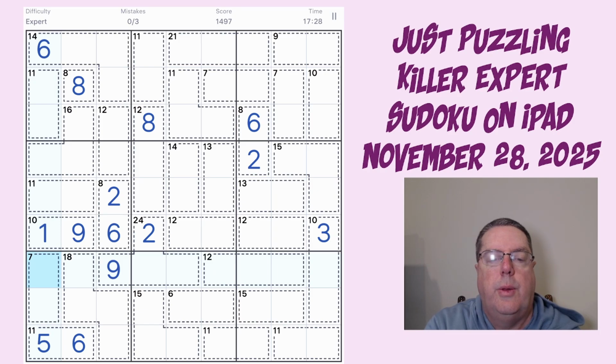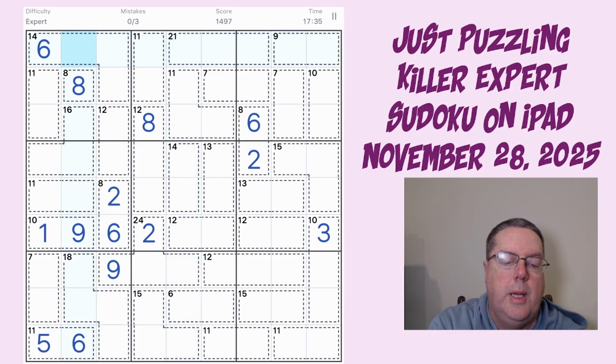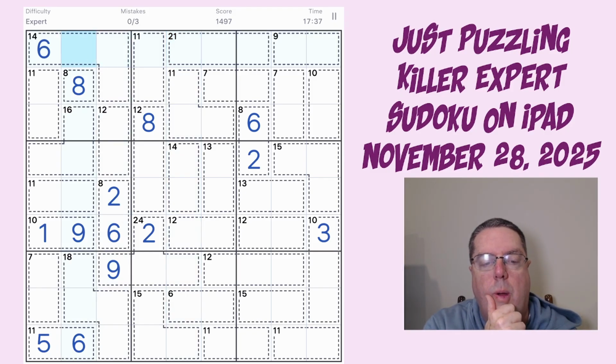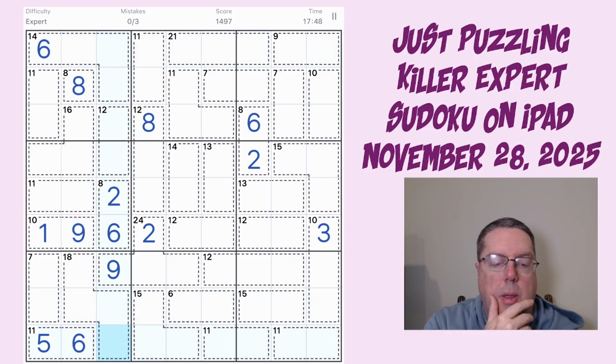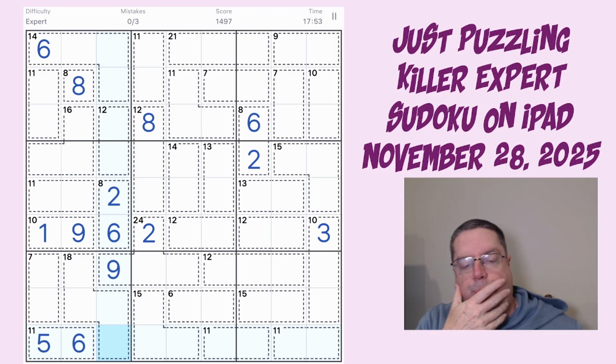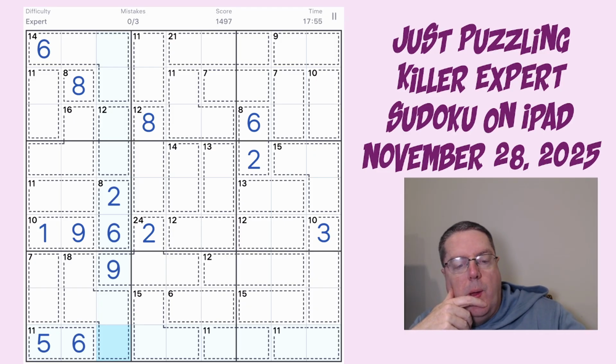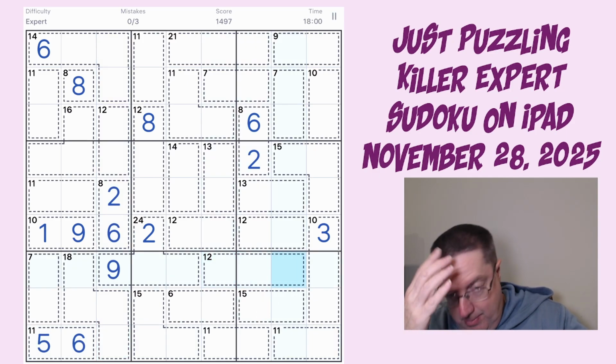So 3 can be there. No, 3 can't be there. 3 can't be there. 3 can't be there. So 3 is in the top row. 1 and 4 is the other number. So 8 is one of these two. 7 can be anywhere. 8, one of those. It could be 8, 1 and 3.